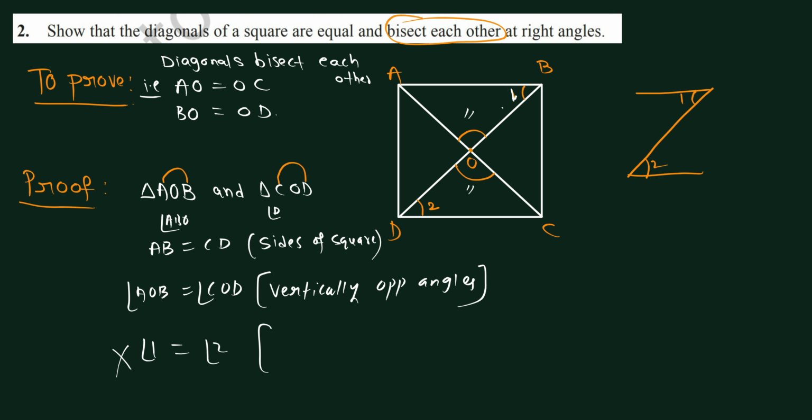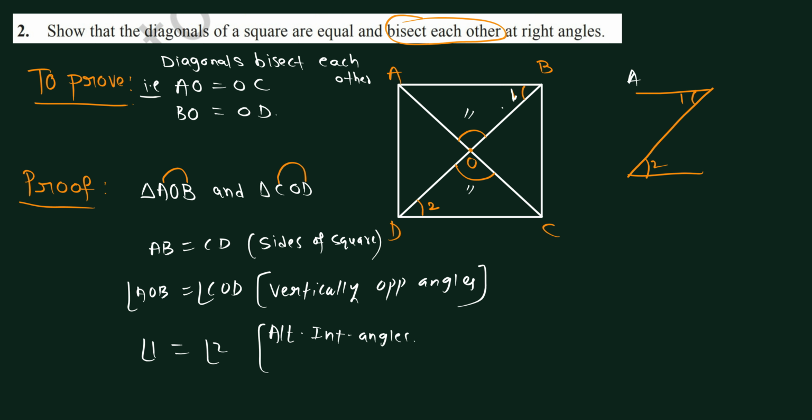So now, why are these two angles equal? You need to mention here: these two are the alternate interior angles. Write here, alternate interior angles. Why are these two alternate interior angles?